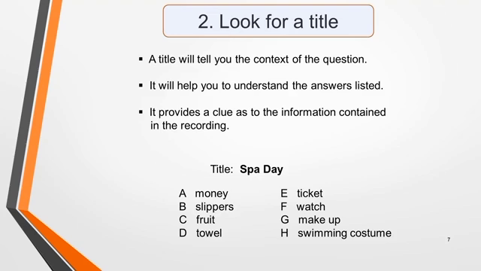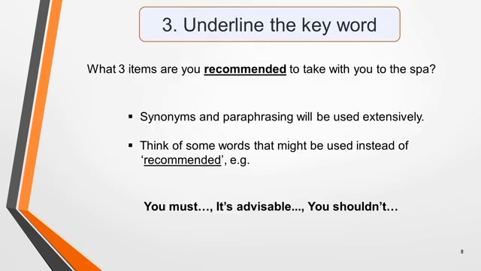Knowing this context gives some collective meaning to the words in the list of possible answers, which would otherwise appear random and unrelated. Step 3 is to underline or highlight the key word in the question. In this question, it's recommended. What 3 items are you recommended to take with you to the spa? So the question is telling us that we must select 3 items that the speaker will recommend that we take with us on the spa day. That is, things we should take.